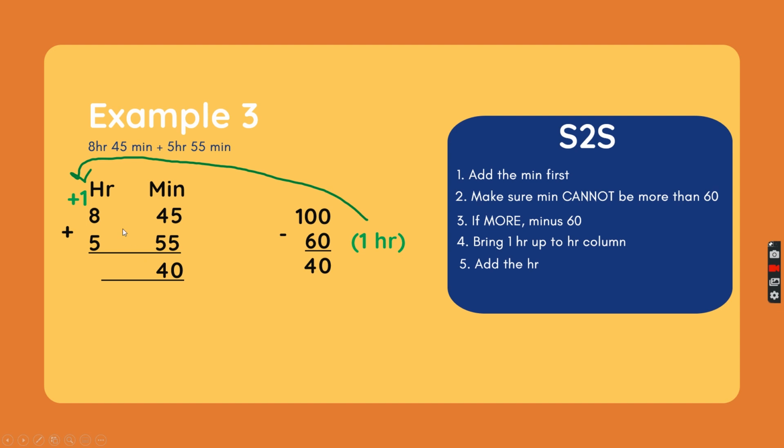And then step number 5, we're going to plus the hour. So 1 plus 8 plus 5, the answer is 14. And the answer is 14 hours 40 minutes.